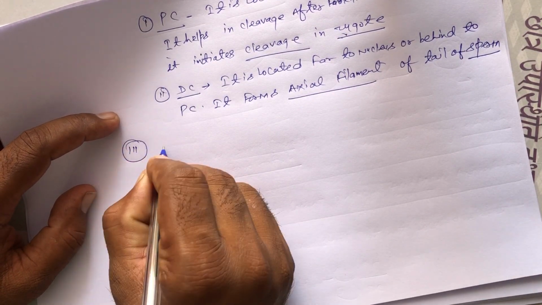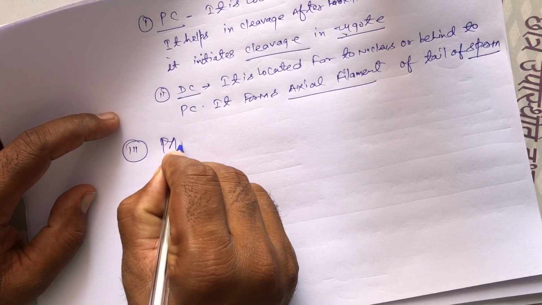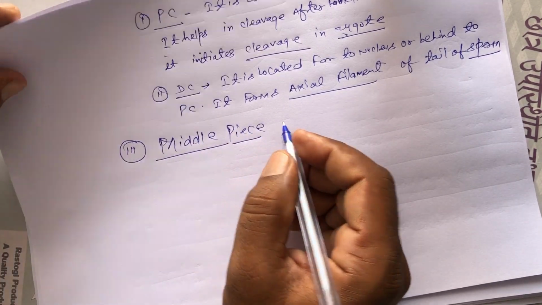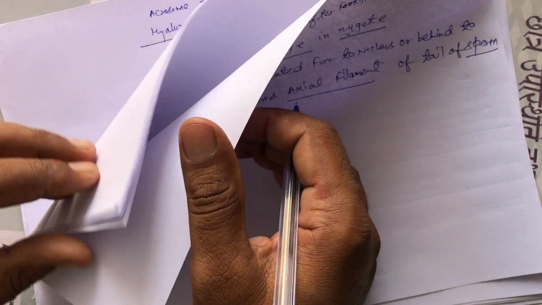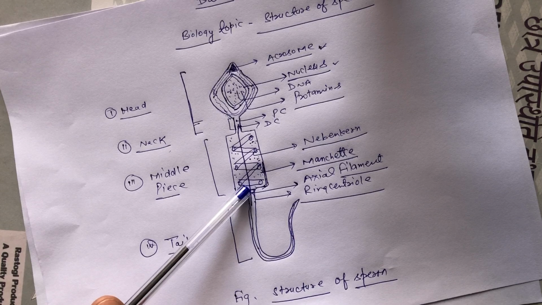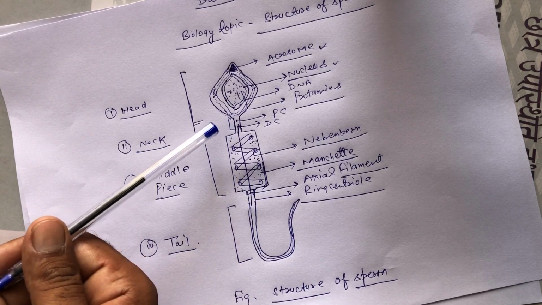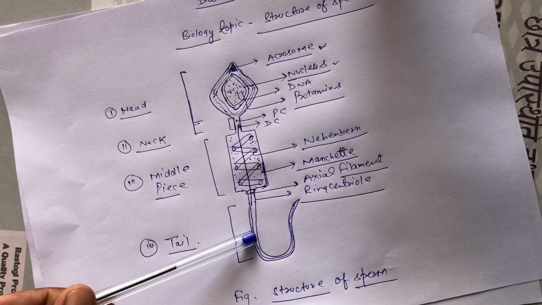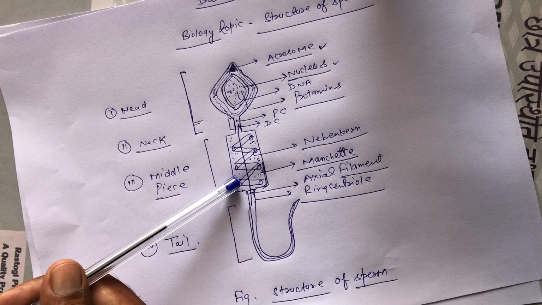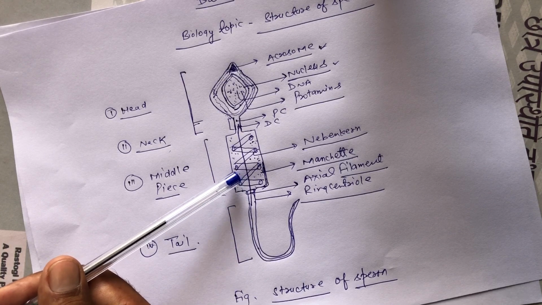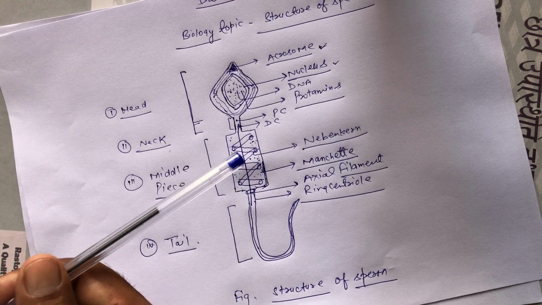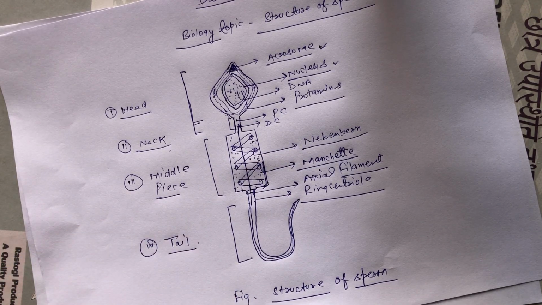The third part of the sperm is the middle piece. It is located between the neck and the tail, and it is called the energy house or powerhouse because mitochondria are arranged in a spiral or ribbon shape form. It is called Nebenkern.